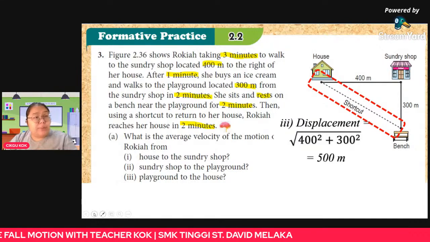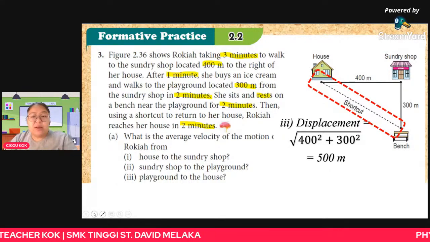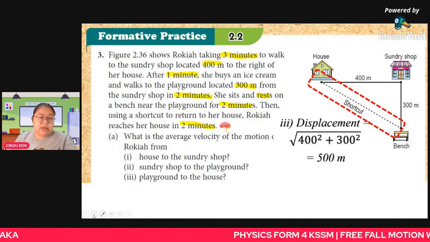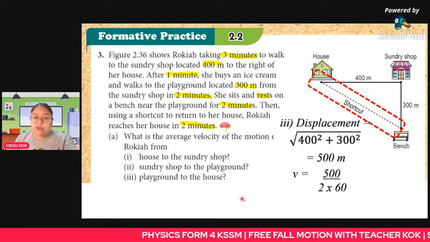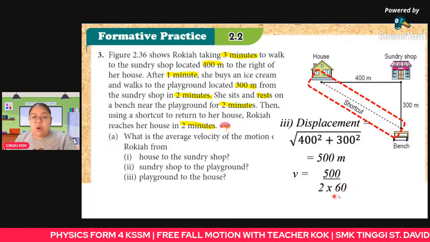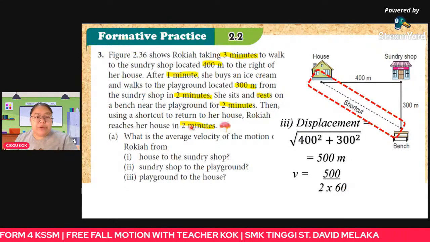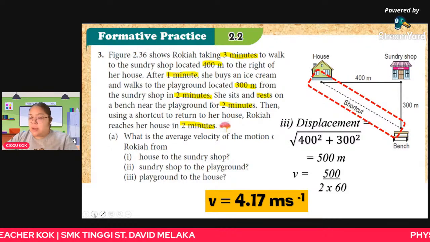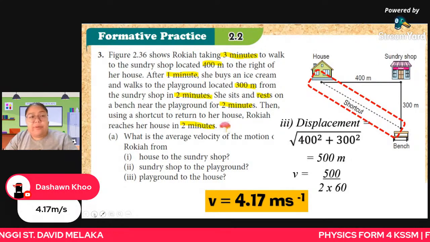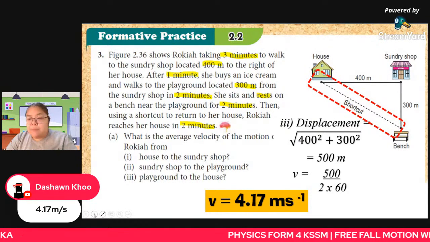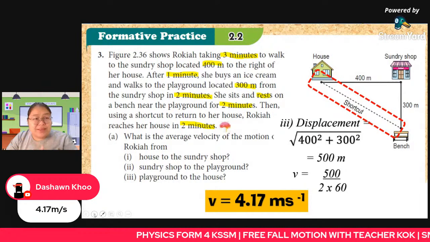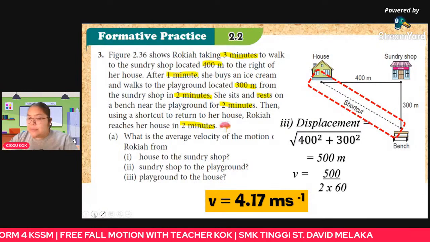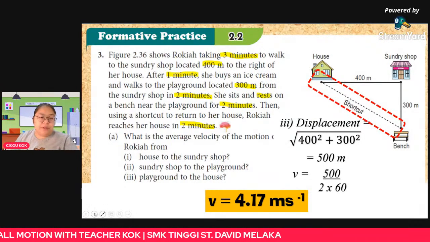Okay, so now I can apply the average velocity for this question. The average velocity for the shortcut should be v equals 500 over 2 minutes, because they said 2 minutes to reach the house. So 2 times 60. So the answer is 4.17 meters per second. Correct. Okay, then we go through to part B.